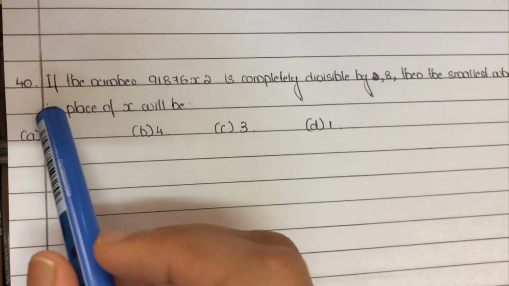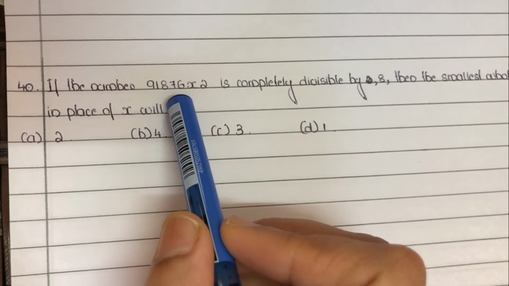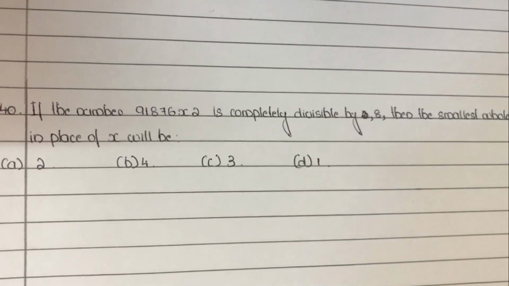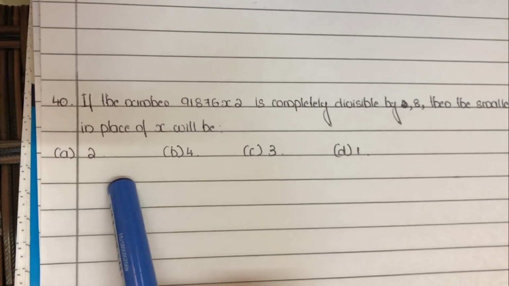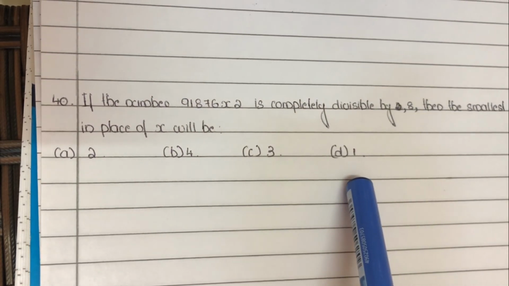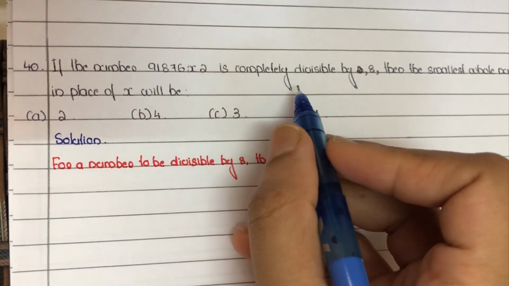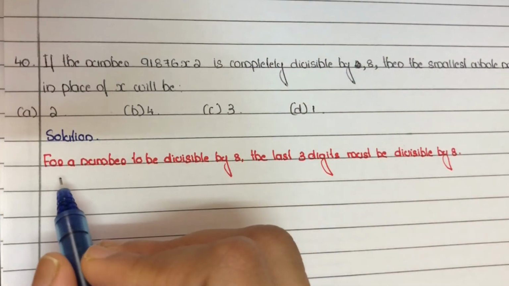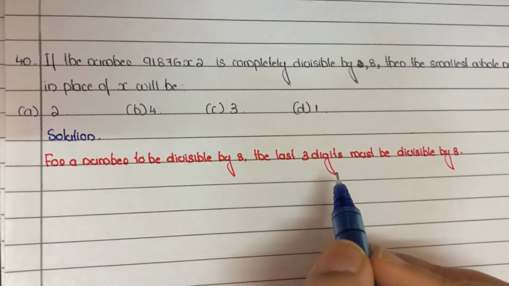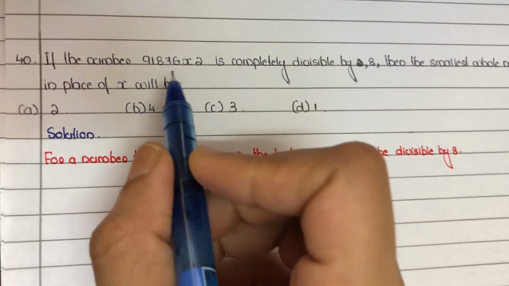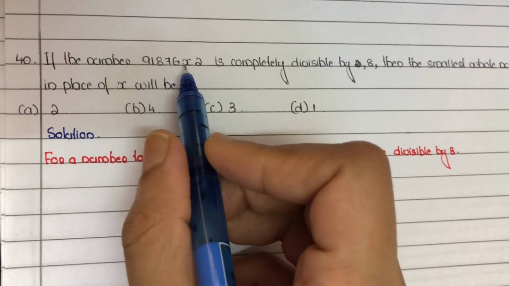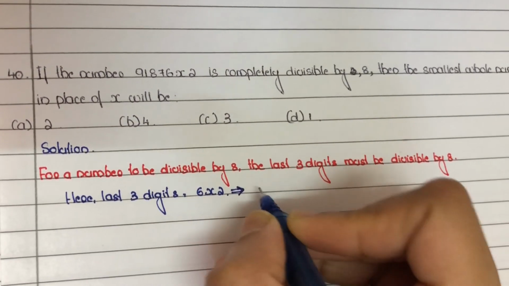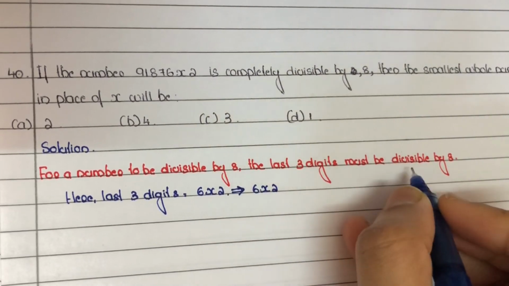Next, number 40. If the number 91876x2 is completely divisible by 8, then the smallest whole number in place of x will be: option A 2, option B 4, option C 3, option D 1. If a number is completely divisible by 8, it means if you divide this number by 8, you will get remainder equal to 0. For a number to be divisible by 8, the last 3 digits must be divisible by 8. So the last 3 digits are 6x2, and 6x2 must be divisible by 8.